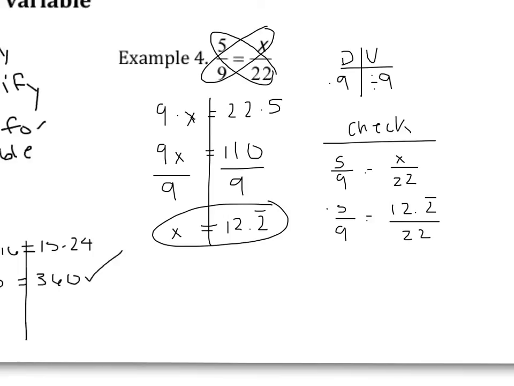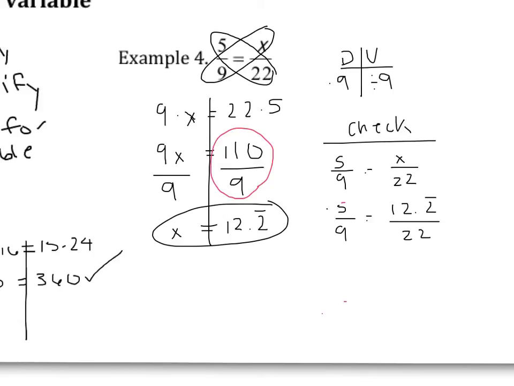Now, when you check this in your calculator, you have to find a way to show that you have a repeating 2. So I want you to think back. What gave you 12.2 repeating was this 110 over 9. So when I check this, I'm going to use the method of just reducing my fractions. So first I'm going to reduce 5 over 9. And when I do 5 divided by 9, I get 0.5 repeating.